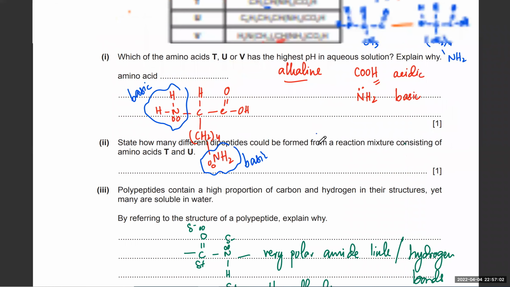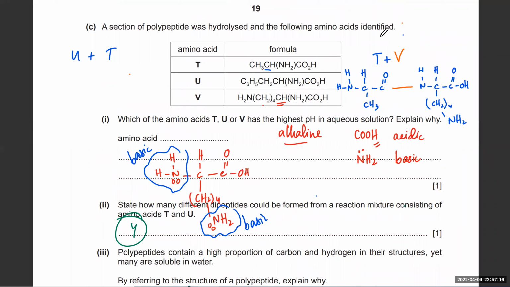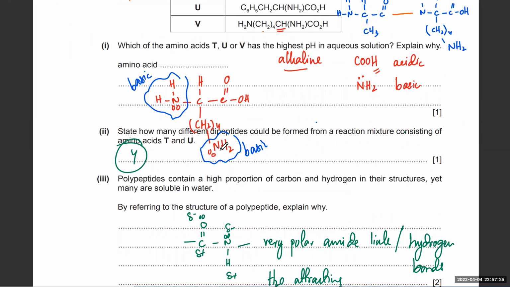State how many different dipeptides could be formed from a reaction mixture consisting of T and U. So how many possible? It could have been T with T and U with U as well. So that was 4 actually. We just did U plus T and T plus U. It could have been U plus U and T plus T as well. So there were actually 4 dipeptides that are possible if you have a mixture of T and U in a solution. Is that clear as well?